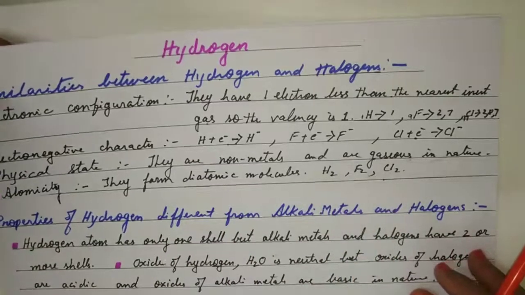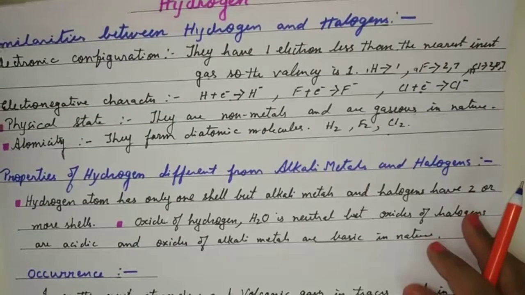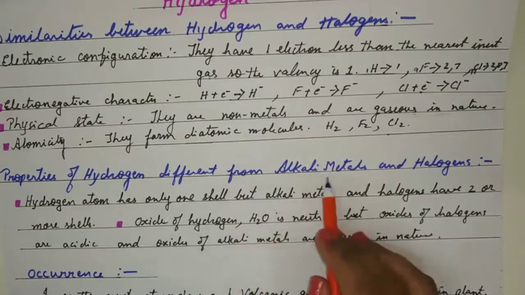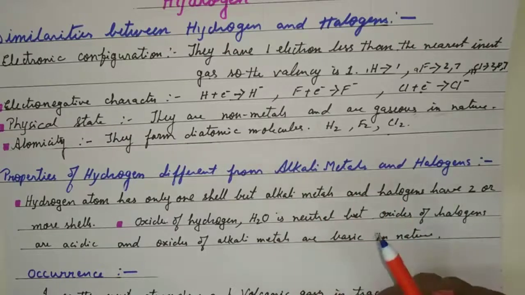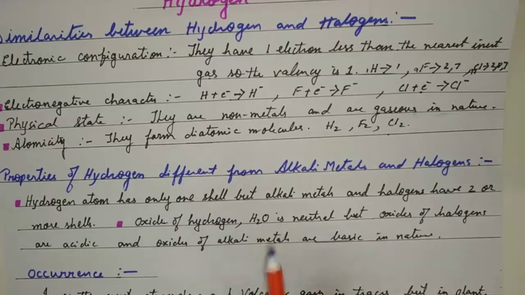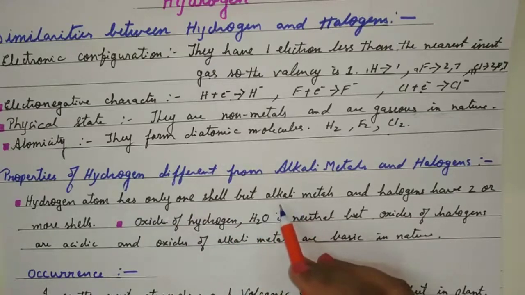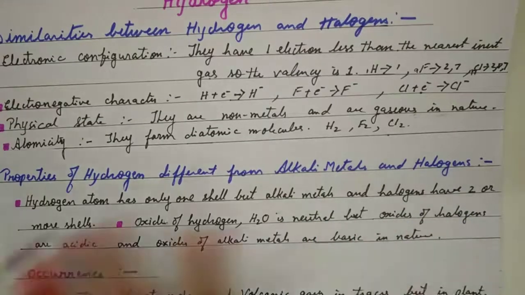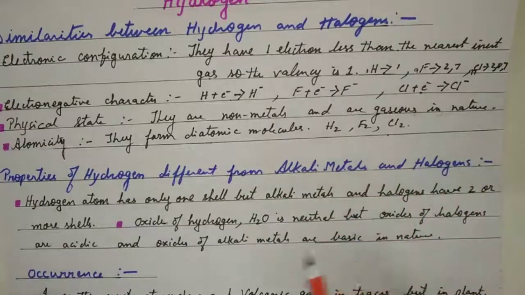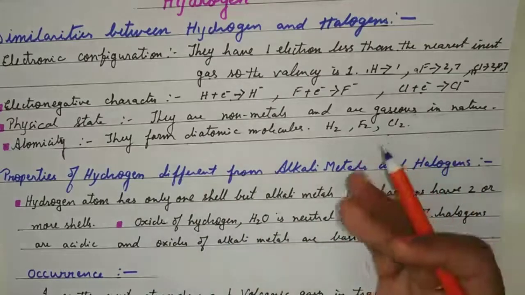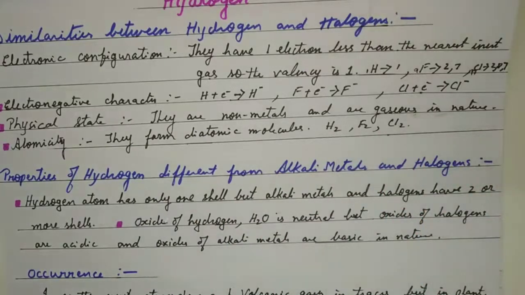Now, we have spoken about the similar properties, but there are certain properties of hydrogen which are different from alkali metals and halogens. How? Hydrogen atom has got one shell, K shell, but all the rest of the alkali metals and the halogens have 2 or more than 2 shells. They are not having one shell. It is only hydrogen that has got one shell, K shell. Rest of them have the second shell or the third or the fourth and so on.